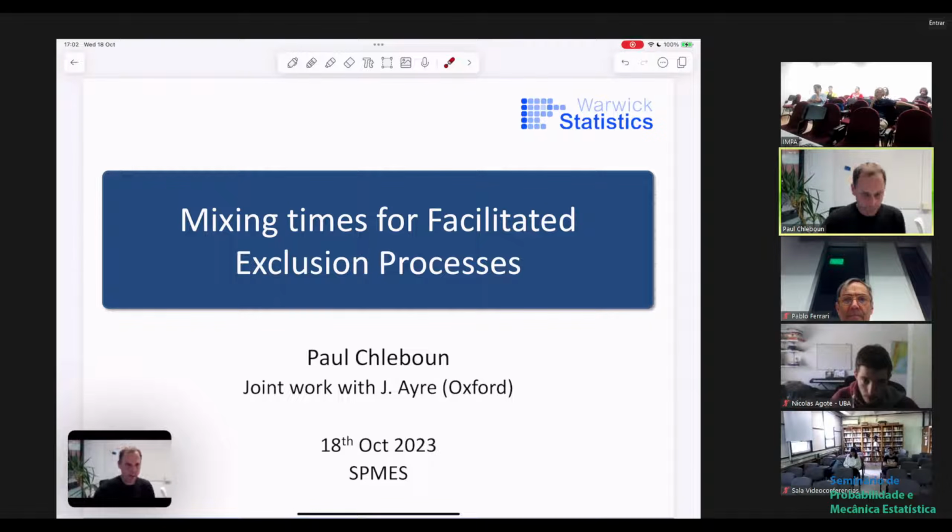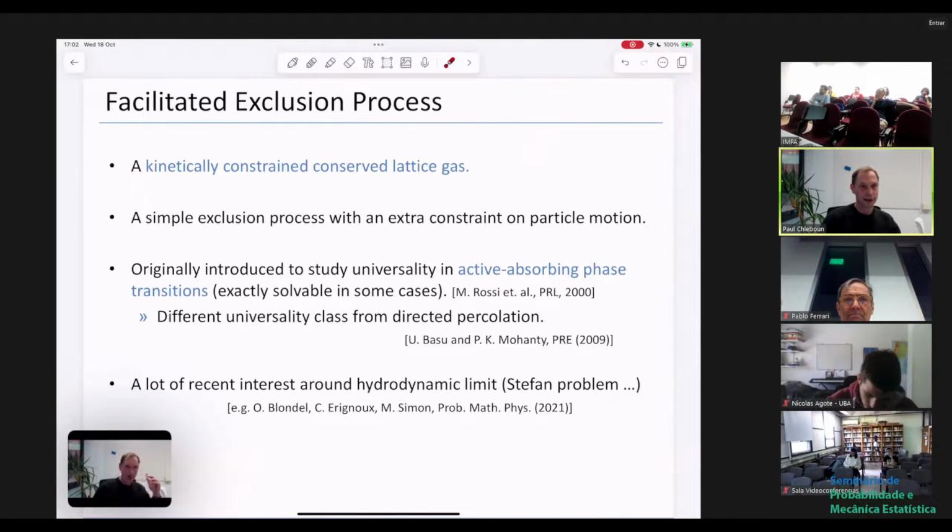So hopefully I don't bore you too much with an introduction on what this facilitated exclusion process is, and then we'll move on to the mixing time in a few different cases. Okay, so the facilitated exclusion process is a sort of kinetically constrained model in the sense that particles can only move if the local environment satisfies a certain constraint. In particular, it looks like a simple exclusion process, except for some extra constraint on the particle motion.